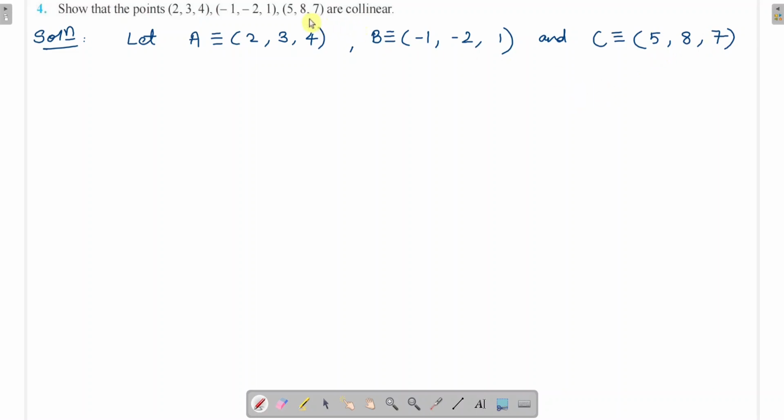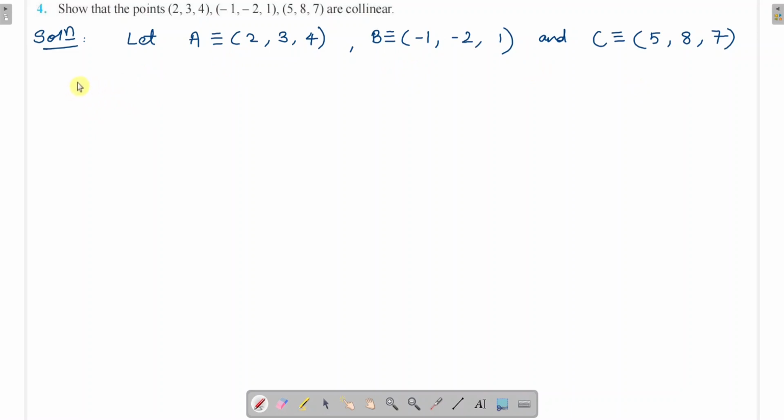So now what we will do is we will find the direction ratios of line AB, then direction ratio of line BC, and direction ratio of line AC. No, only we will find direction ratio of line AB and BC, and then we will see what we conclude.